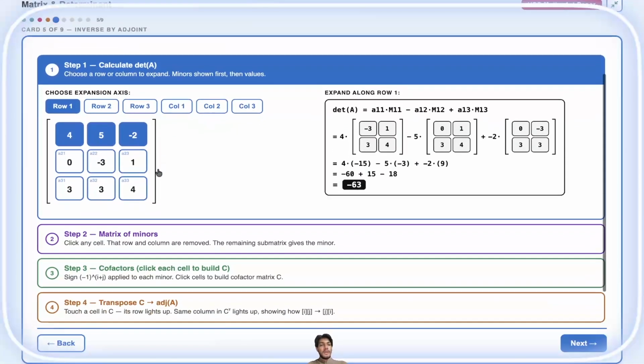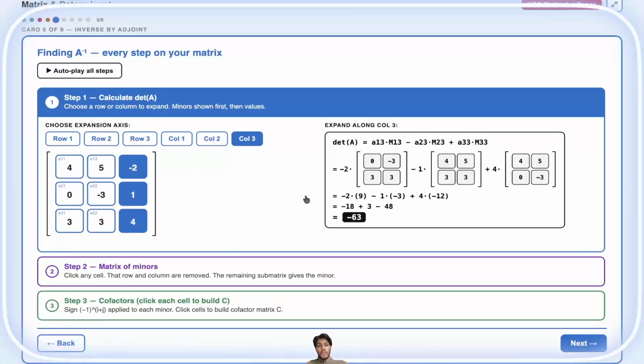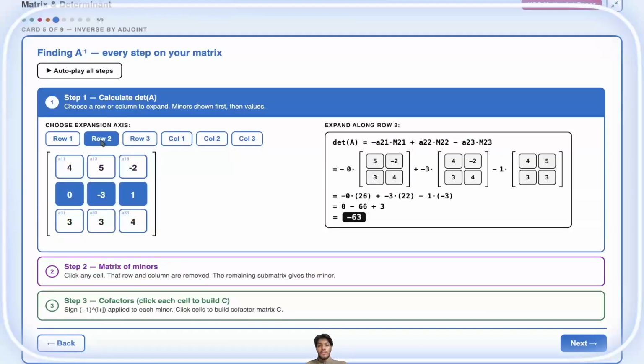The first step is to calculate the determinant. This is our matrix, and you can calculate its determinant along any single row or single column. You can see if we choose row 1, the determinant is negative 63. If we choose column 3, the determinant is also negative 63, meaning it remains constant. So you can find the determinant along any row or column.